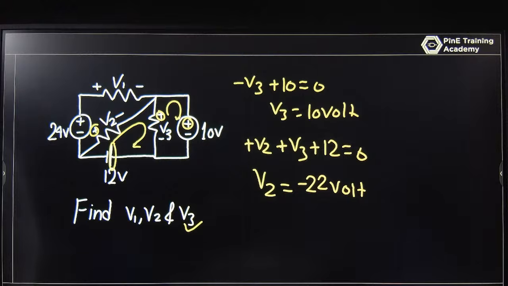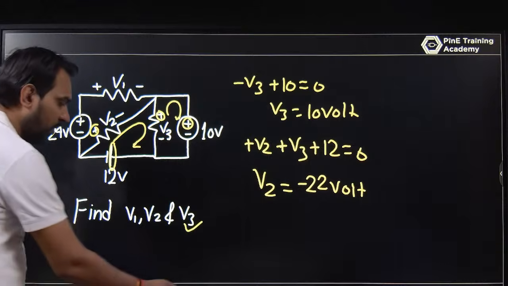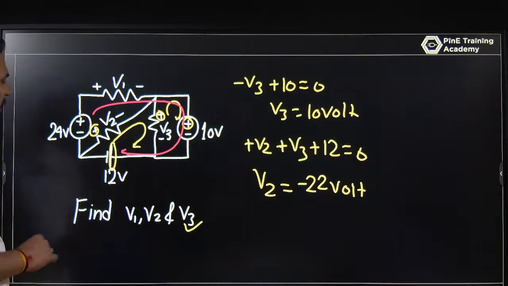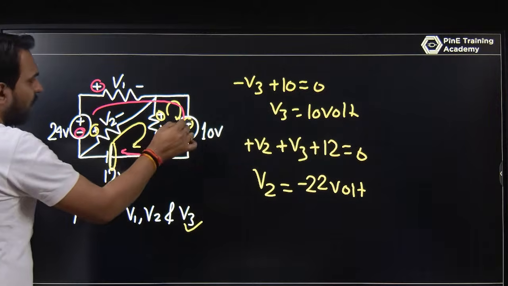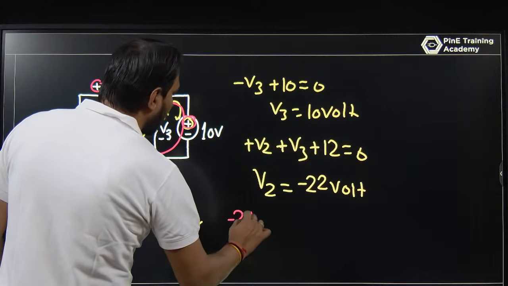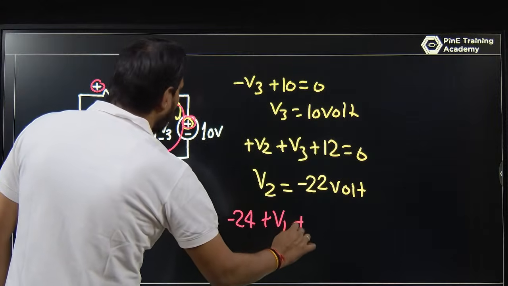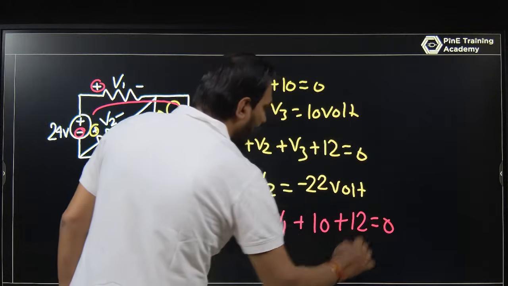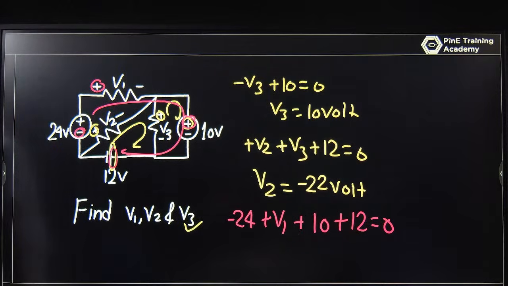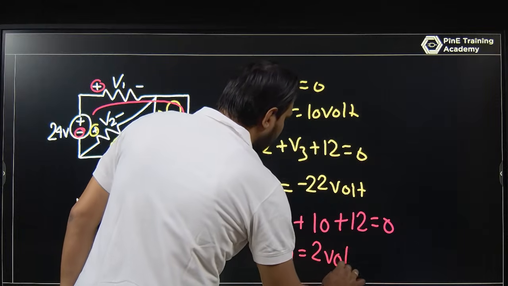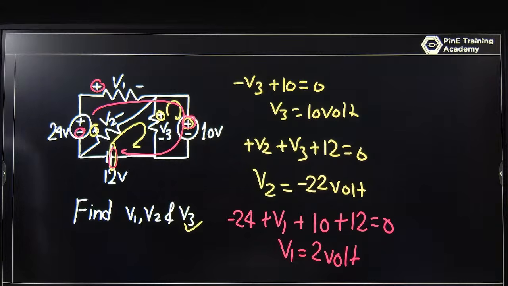Okay. If you talk about the bigger loop, you can solve this. Minus 24 plus V1 plus 10 and plus 12 is equal to 0. You can solve in one line, that is minus 24, this is plus 22, so V1 is equal to 2 volt. This is the way you can solve it.